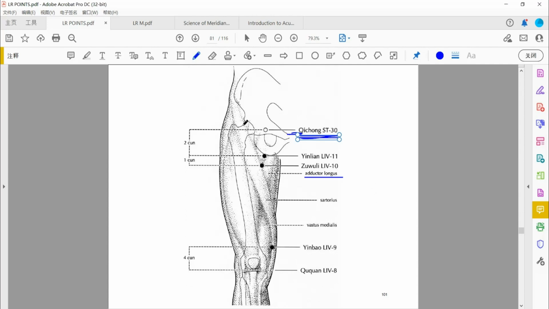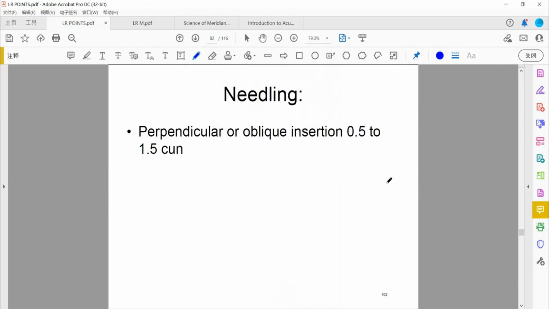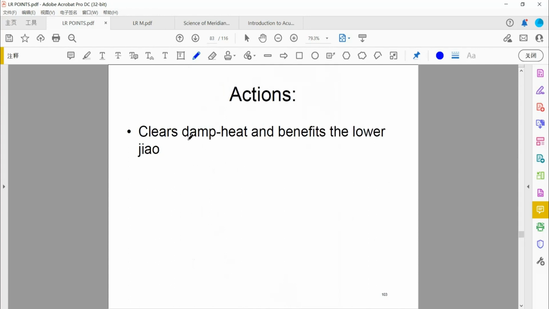You can palpate the obvious tendons of this muscle in the groin region. Clears damp heat and benefits the lower jiao. As we talk about damp heat, dampness is heavy, and combined damp heat or cold dampness easily affects the lower jiao because it's heavy. It tends to go downwards.